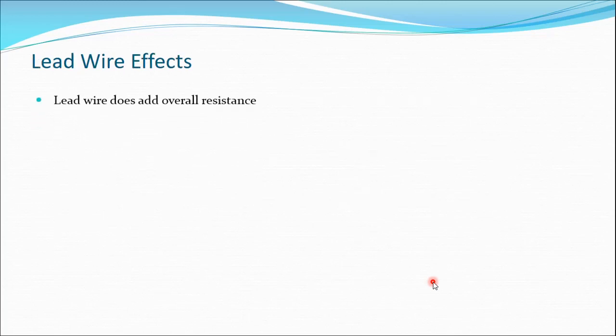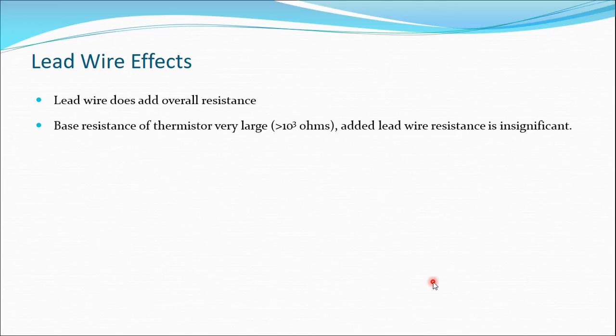Let's take a look at lead wire effects. So lead wire does add overall resistance. So the base resistance of the thermistor is very large, that is greater than 10 raised to 3 ohms, and added lead wire resistance is insignificant compared to that. So no resistance compensation is generally required in the case of thermistors.